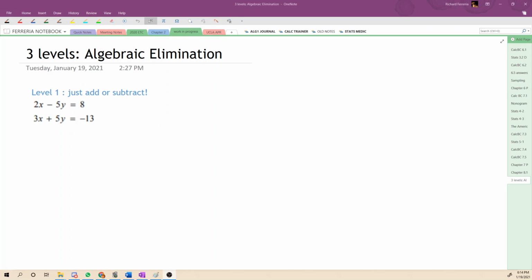Today we're going to be looking at algebraic elimination. Sometimes people call it the elimination method. And we're going to take a look at the three different levels that this problem is usually presented at. Now in this first level, you just need to add or subtract the two equations.